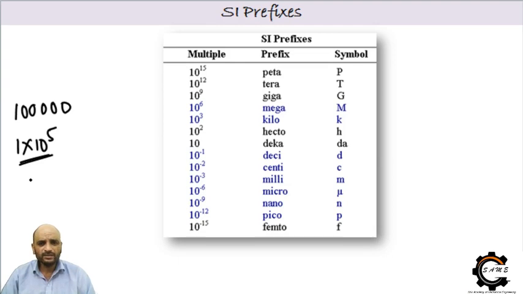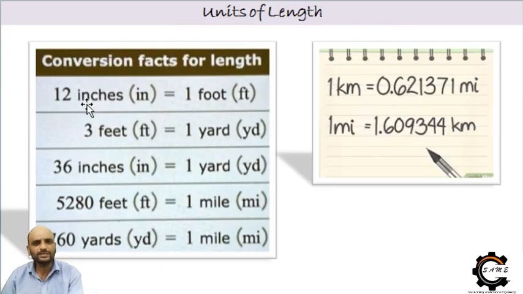See here, the lakh does not come under here, right? So what I will do here, I will write it as 100 into 10 raised to 3, like this, or I will convert this as 100 kilo. So if it is kilo, then it is 100 into 10 raised to 3, like this the prefix comes. You understood this, right? This is very simple. This is very basic.